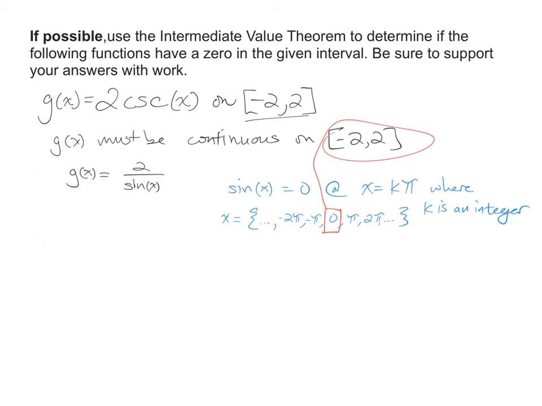So we can conclude g of x is not continuous on -2 to 2. So we can't say anything about whether or not there is a 0 of 2 cosecant x on the interval of -2 to 2. So the IVT does not apply.